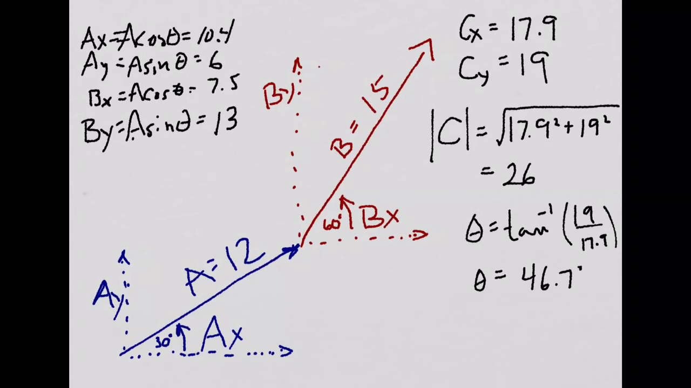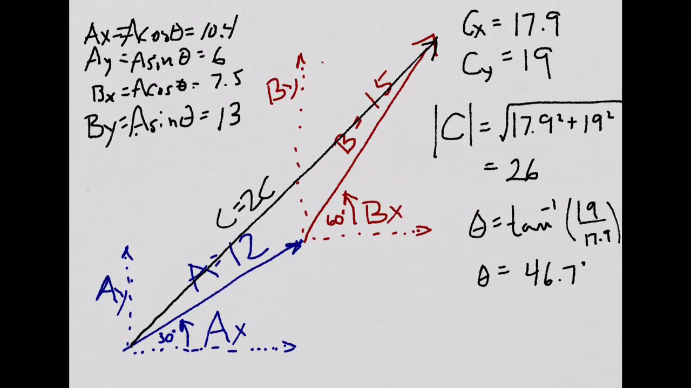So how does that look on our graph? C would go from the beginning of A to the end of B. It would have a length of 26, and it would have an angle of 46.7 degrees.